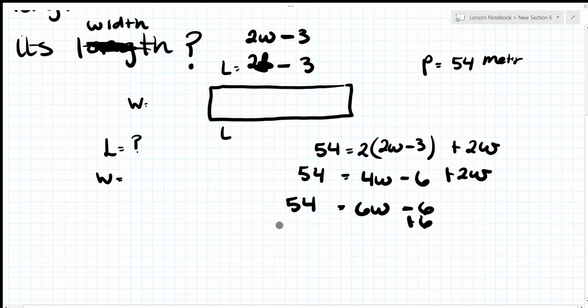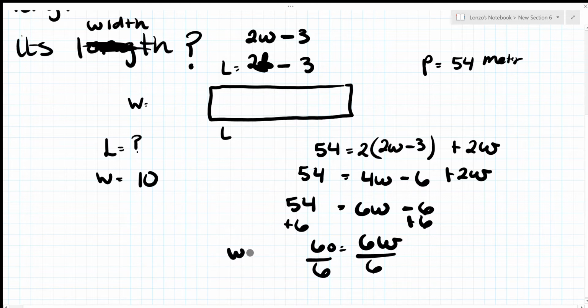My goal is to solve for W, so I'm going to get rid of this minus 6. I'm going to add 6 to both sides. 54 plus 6 is 60 equals 6W. Let's solve for W, so I'm going to divide everything by 6. So W is 60 divided by 6, which is 10. So our width is 10, right? W equals 10.